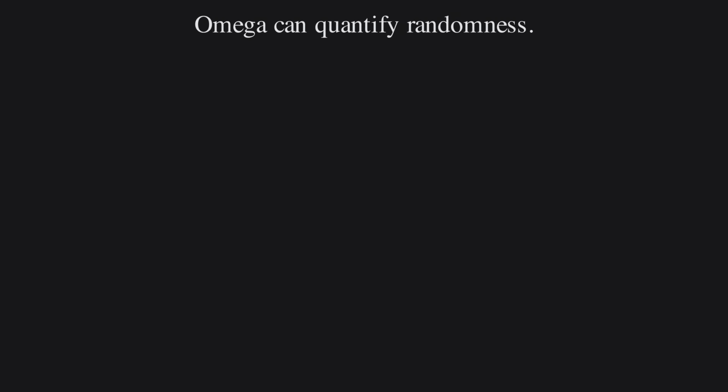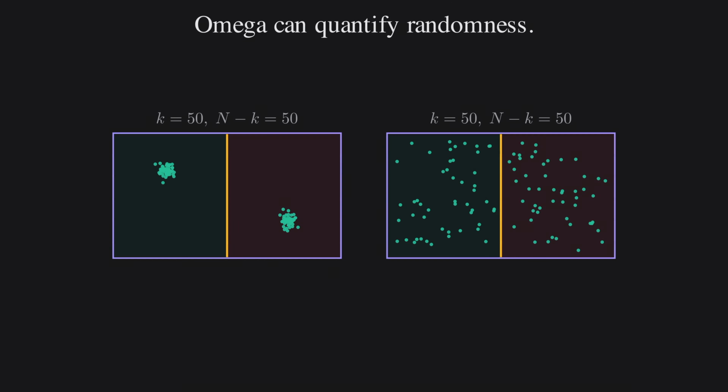From these examples, we see that omega can quantify the randomness of particles. But there is a big limitation. We do not distinguish what happens inside the left and right partitions. In other words, if we take a look at these two examples in here, they would have the same omega of k, because they both have 50 particles on the left and 50 particles on the right. But you'll see that one is much more random than the other.